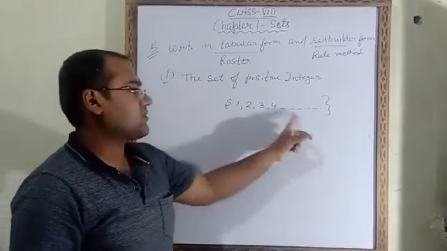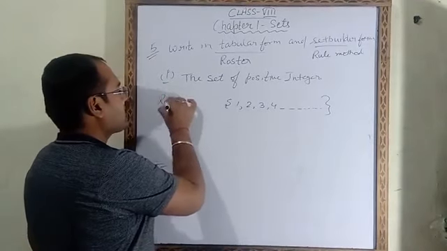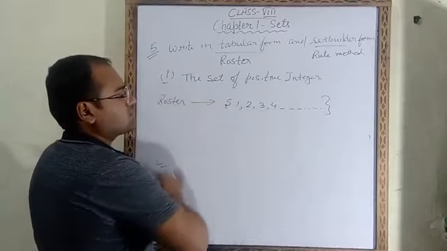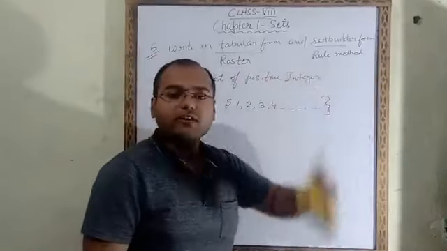Such a method of representation is called roster or tabular form. We have to write both roster or tabular form, and we also have to write the rule method.